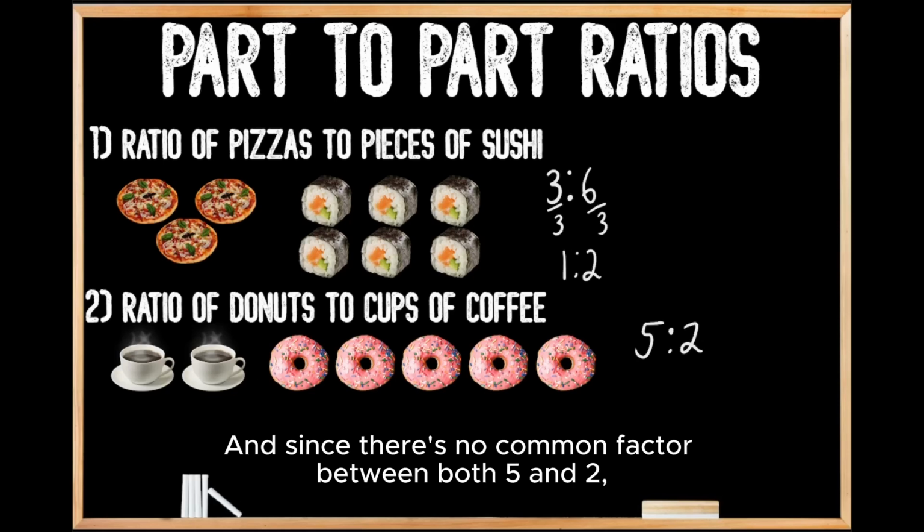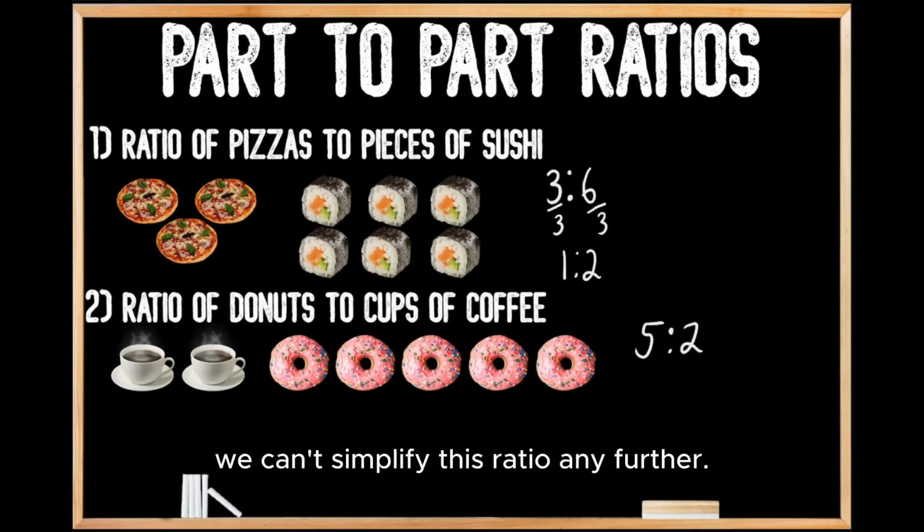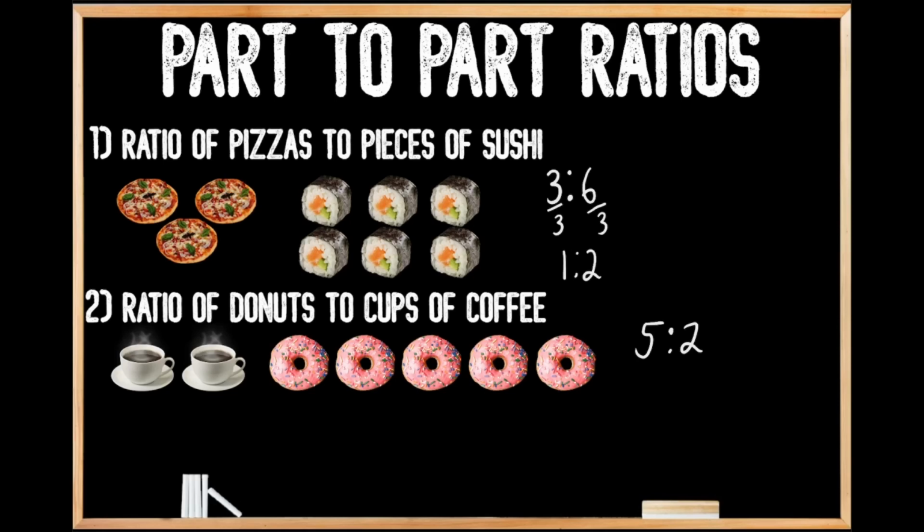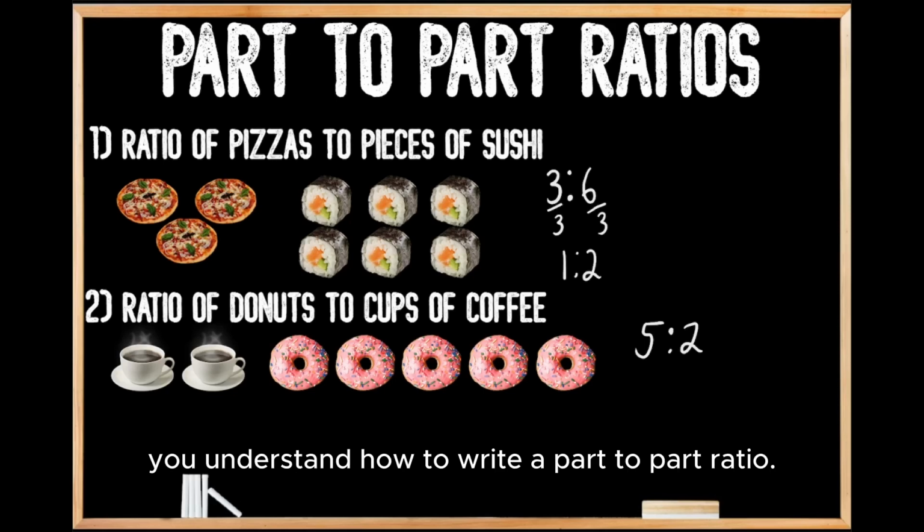And since there's no common factor between both 5 and 2 other than 1, we can't simplify this ratio any further. So hopefully by now you understand how to write a part-to-part ratio.